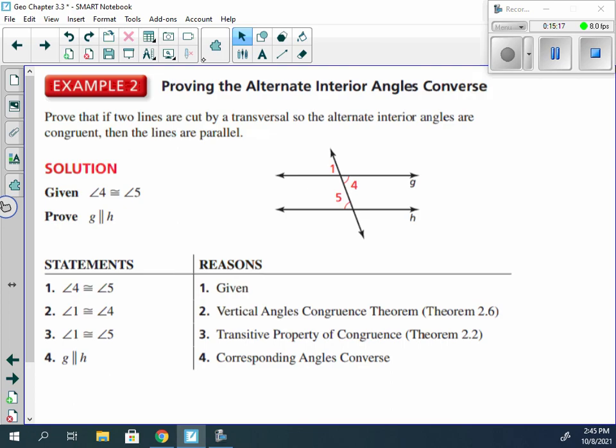So really what this has shown us is that the alternate interior angle converse works as well as the corresponding angle converse. Any questions on this here? You're good. It's just in chapter 2.6. They just decided to number them.